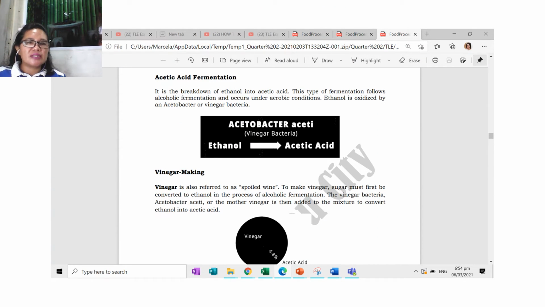Then the acetic acid fermentation. This is the breakdown of ethanol into acetic acid. This type of fermentation follows alcoholic fermentation and occurs under aerobic condition. Ethanol is oxidized by Acetobacter or vinegar bacteria. Ethanol goes to acetic acid.